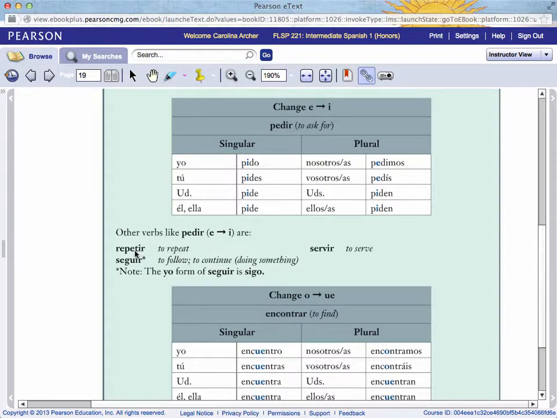And other verbs that work exactly the same way are repetir, and of course here are two E's, so the second E is the one that is going to change. Yo repito, tú repites, él repite. Seguir and servir, okay? Muy bien, so these three conjugate exactly the same way.